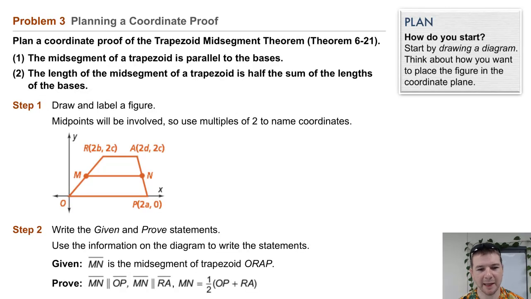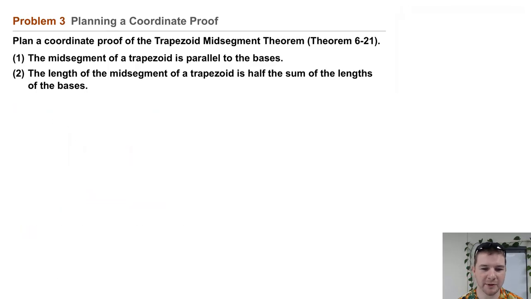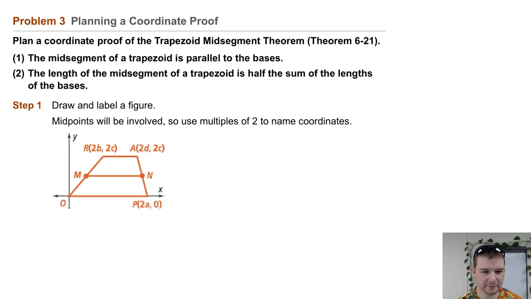Problem 3, planning a coordinate proof. Plan a coordinate proof of the trapezoid midsegment theorem, Theorem 6-21. 1. The midsegment of a trapezoid is parallel to the bases. 2. The length of the midsegment of a trapezoid is half the sum of the lengths of the bases.